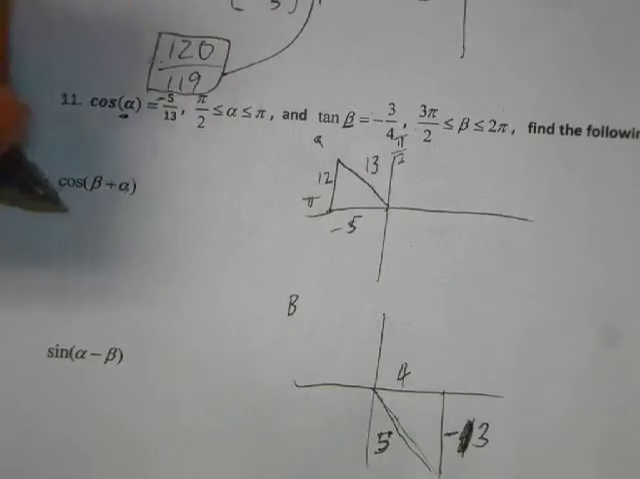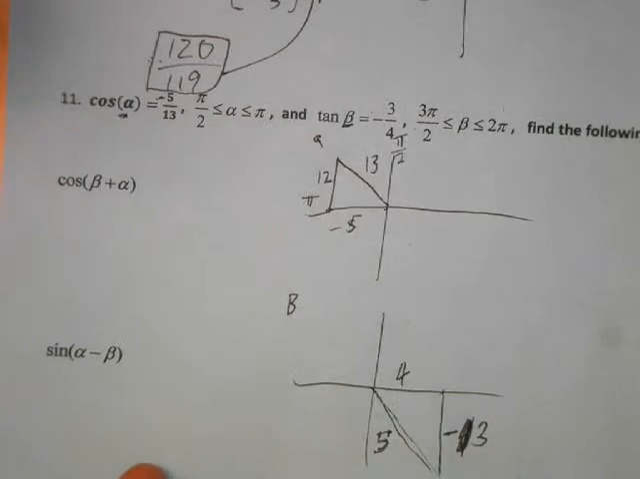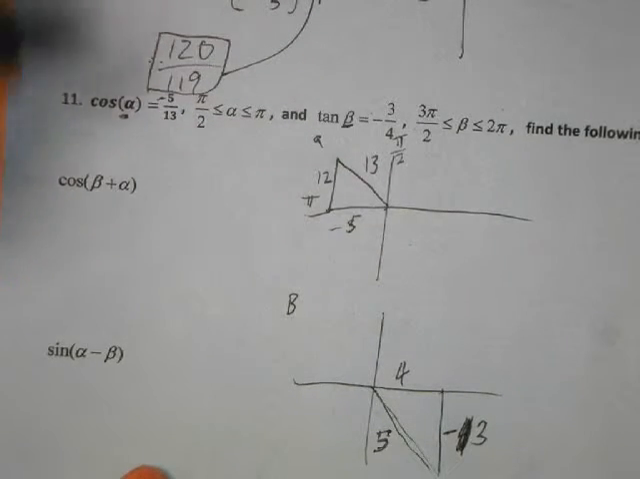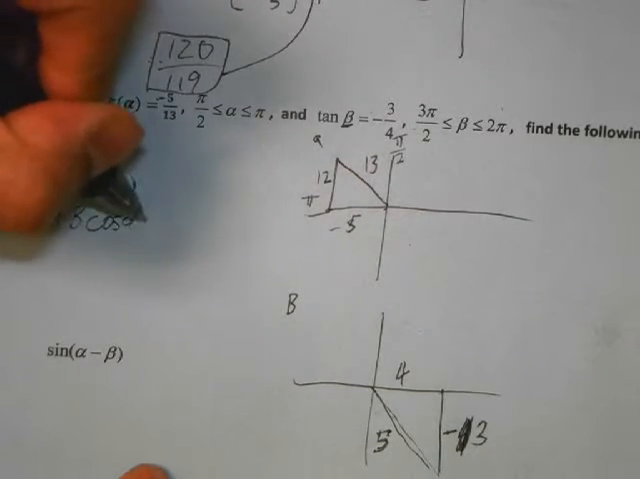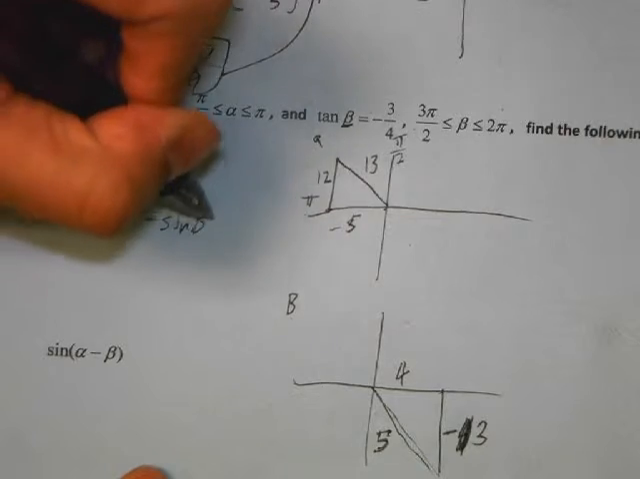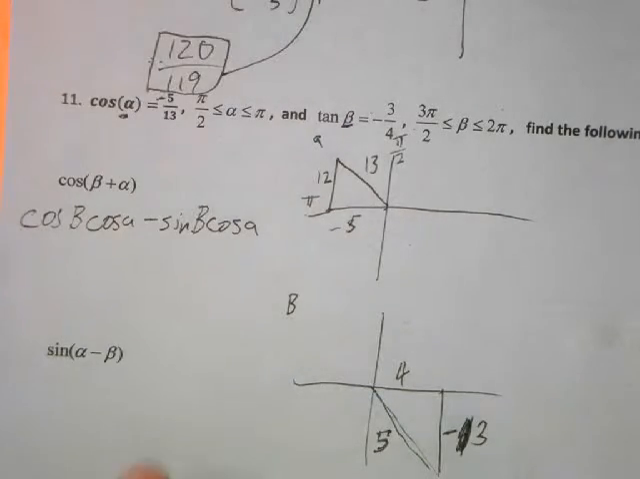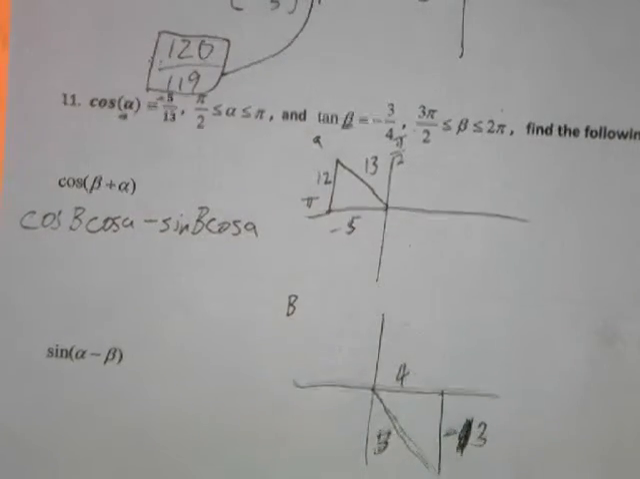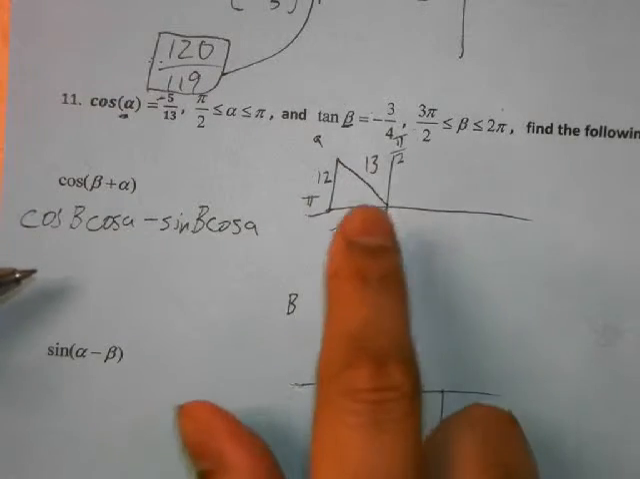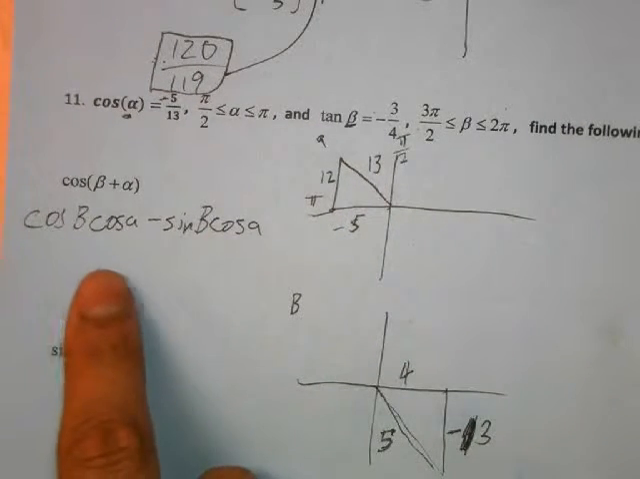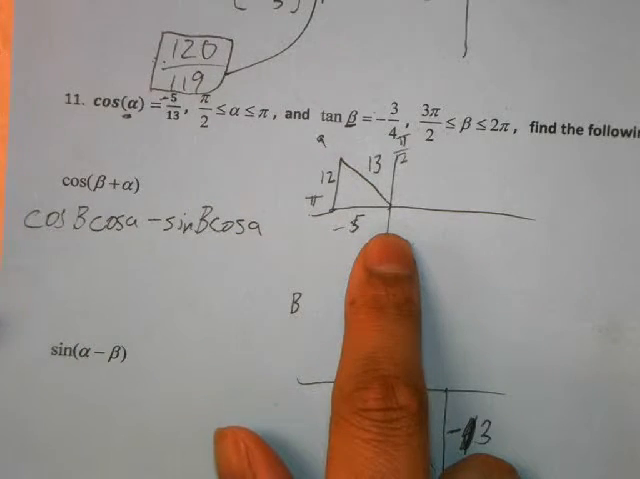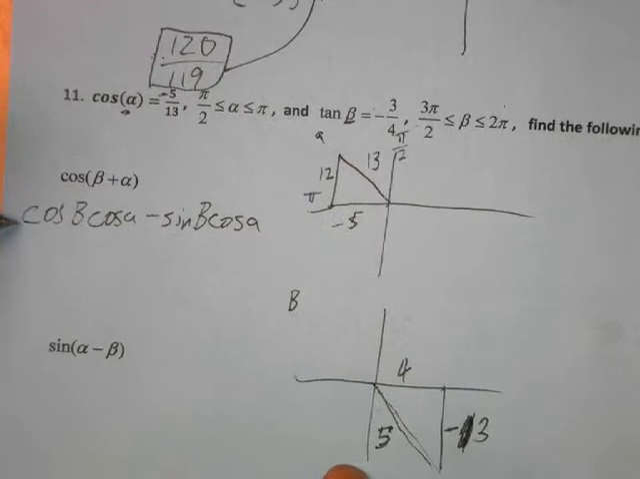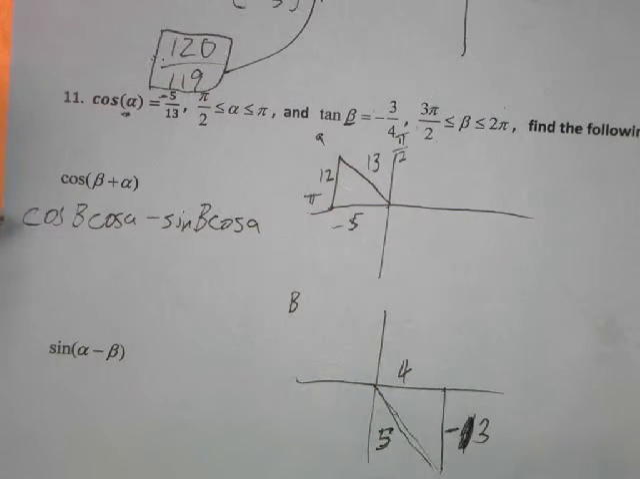And we can set up the formula for cosine b plus a. And I know it says b plus a even though it could be a plus b. Same thing really. Cosine b cosine a minus sine b cosine a. And what we do is, again, we're not going to go to the unit circle or anything. We're going to these triangles and we're going to fill this information in based on what we know from this triangle. So triangle B, cosine B, is going to be 4 over 5.